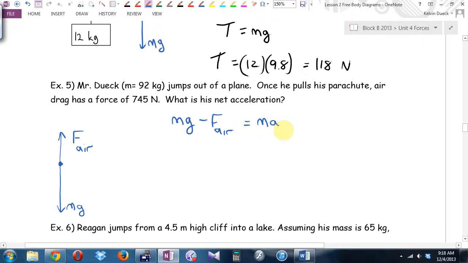by the way, what's this question asking me to find? How would I get the A by itself? Are you starting to clue in why we did all that formula manipulation last time, by the way? How did I get the A by itself? Just divide the whole thing by m. The acceleration is going to be mg minus air drag all over the mass.